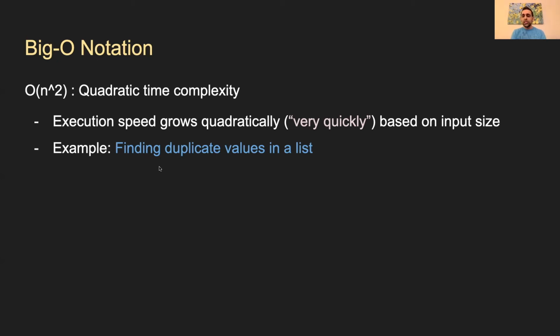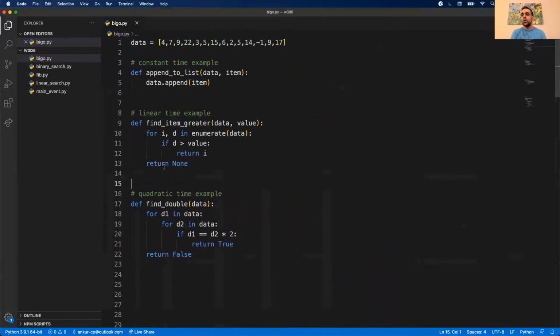Actually, let's look at some code, because it might be better to see it in action. So I have a few coding examples coded up here. I have an array with various elements in it. It looks like there's anywhere from 10 to 15 elements in here, just random numbers, not sorted. An example of constant time complexity that we talked about is appending an item. So if I call append to list and pass in my data here, this will take constant time.